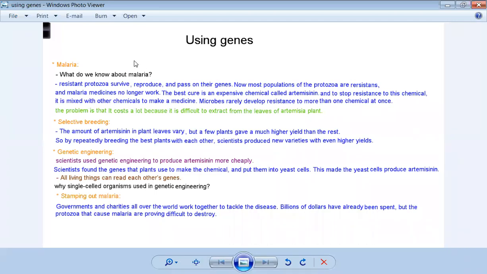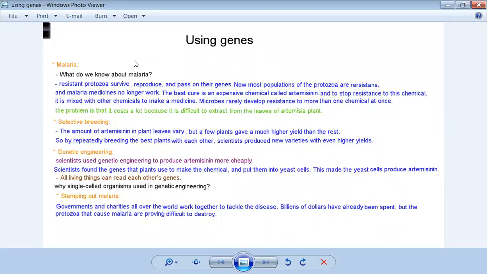The problem is that, as I said, it costs a lot because it's difficult to extract. So what's the solution? Scientists used genetic engineering and selective breeding to develop the genes, or to get more of these genes. Okay, what about the selective breeding?